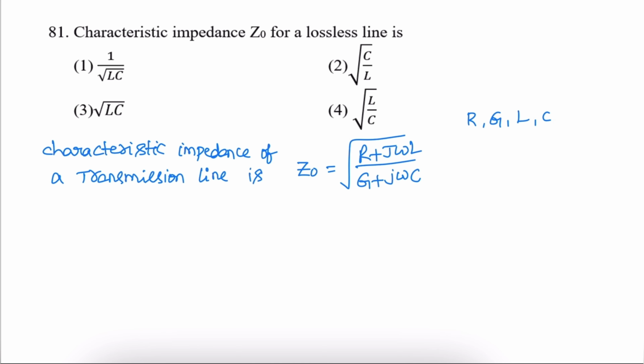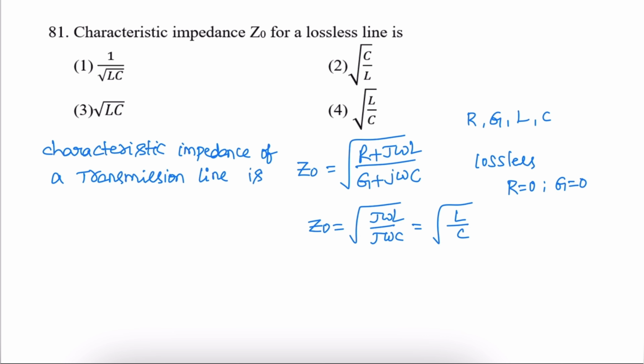Given the transmission line is lossless, for a lossless transmission line the resistance per unit length is 0 and conductance per unit length is 0. So substitute these values in Z0. So Z0 is equal to square root of, R value is 0, j omega L by j omega C. So its value is square root of L by C. So for a lossless transmission line, characteristic impedance Z0 is equal to square root of inductance per unit length to capacitance per unit length, square root of L by C. It is not C by L. So the correct option is 4.